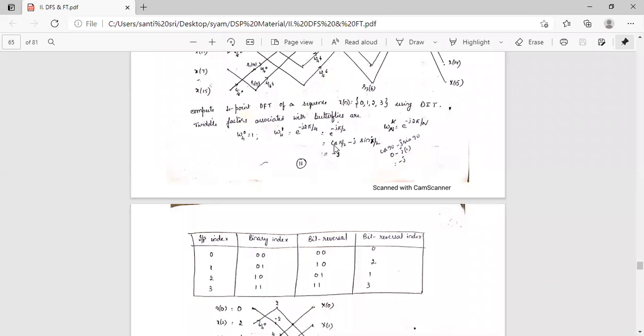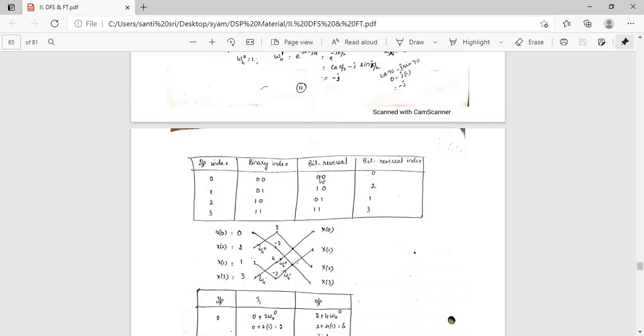that is e^(-jπ/2). Whereas the formula is W_N^k equal to e^(-j2π/N). So by using this formula, we can find that e^(-jπ/2) is cos π/2 minus j sin π/2, which is minus j.